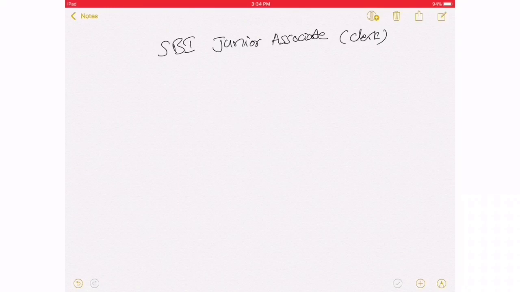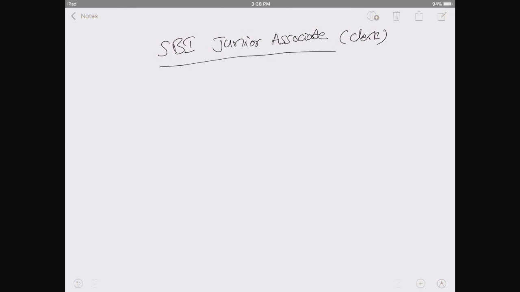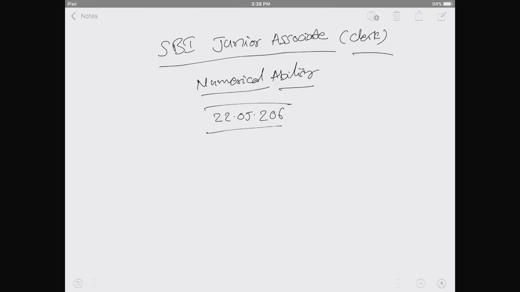In numerical ability, there are 5 to 10 simple arithmetic questions. These questions are basically asked to test how fast you can solve the given problem. I have taken the actual question paper. The exam was conducted on 22nd May 2016. This was the actual question paper of the SBI preliminary exam.